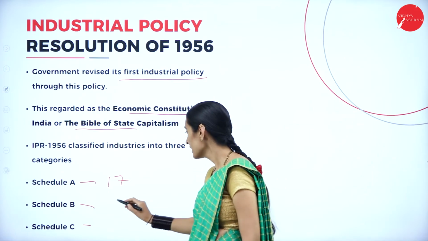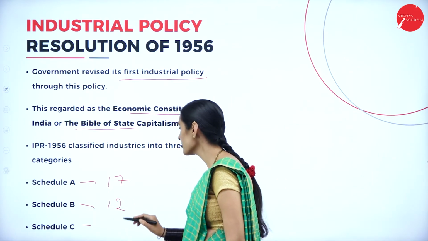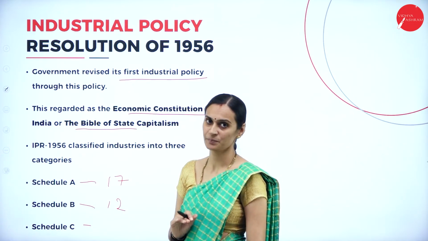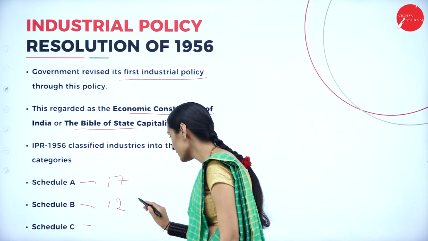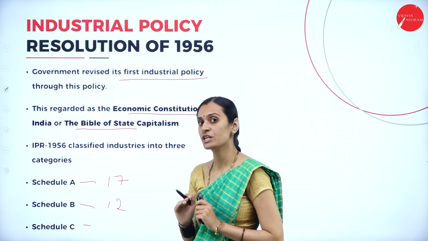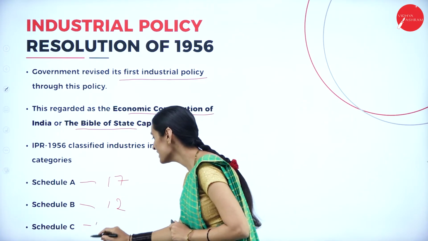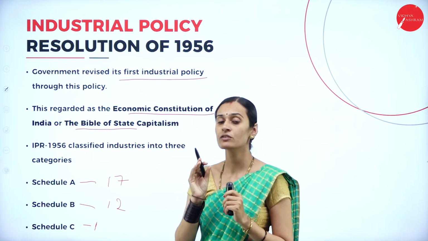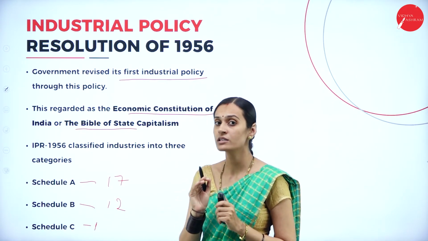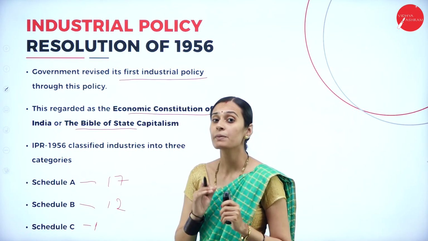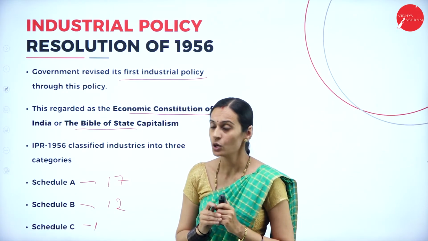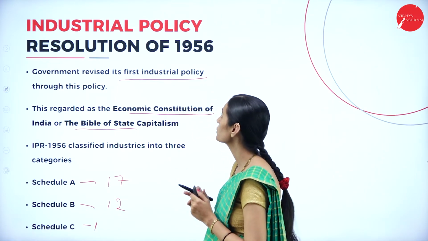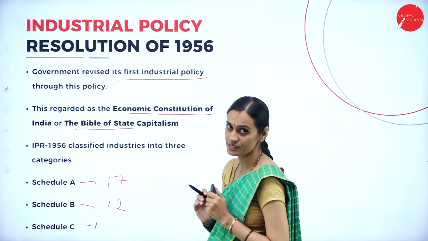And Schedule B, there are 12 industries open to private and public sector participation, and these particular industries are progressively state owned. And Schedule C, only 6 industries are left out, and all other industries come under private and public enterprises. Okay, so this particularly belongs to the resolution of 1956.